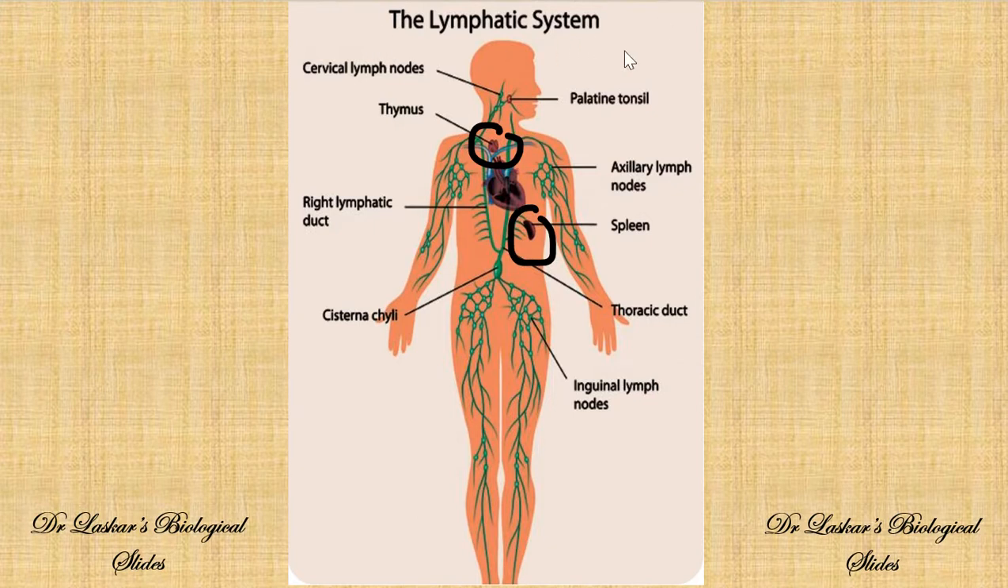So all these structures, all these parts of the lymphatic system, help to develop the immune responsiveness, immune power inside the body. You can say that the lymphatic system generates the immune responsiveness of the human body. So this is about the lymphatic system.